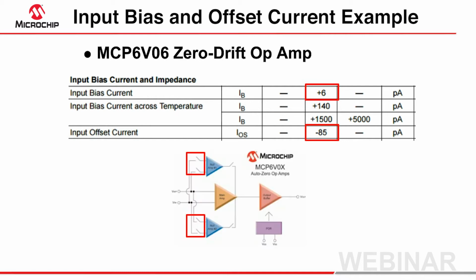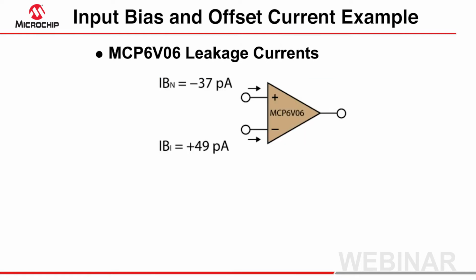Unlike traditional operational amplifier input stages, these zero drift op-amps have switches at the inputs that add a current flow path through parasitic switch capacitances. It turns out that the current flows through the switches from one input pin to the other. So for the MCP6V06, IB sub N is approximately minus 37 picoamps, and IB sub P is approximately positive 49 picoamps. This means that the non-inverting input is sourcing current, while the inverting input is sinking current.